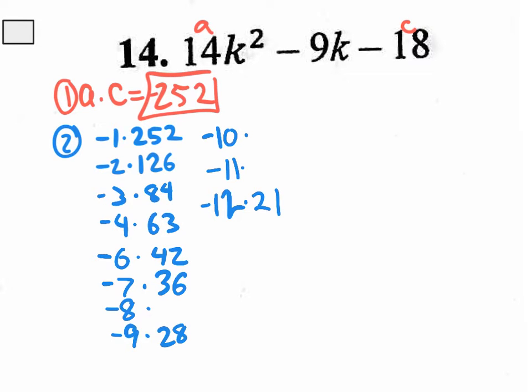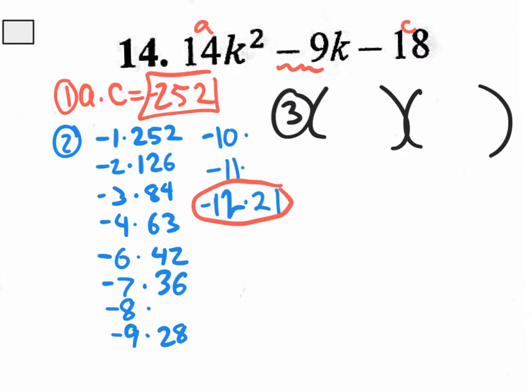So I did the rest of these with the calculator, and we're looking for the pair of numbers that combines together to give us the b value, which happens to be negative 9. This is the pair of numbers that we want. What do we do with that pair of numbers? We plug it into step 3, the answer format. Now the answer format is simply looking at that first term, ignoring the square, and you're going to rewrite that 14k as the first part of each binomial.